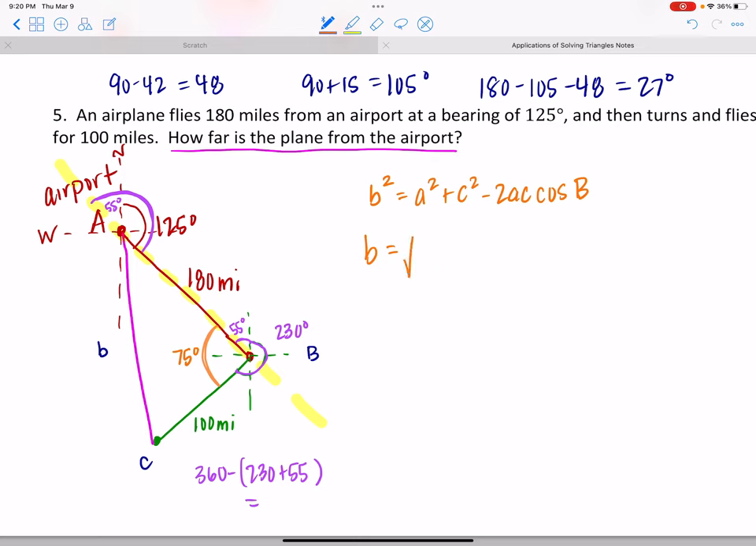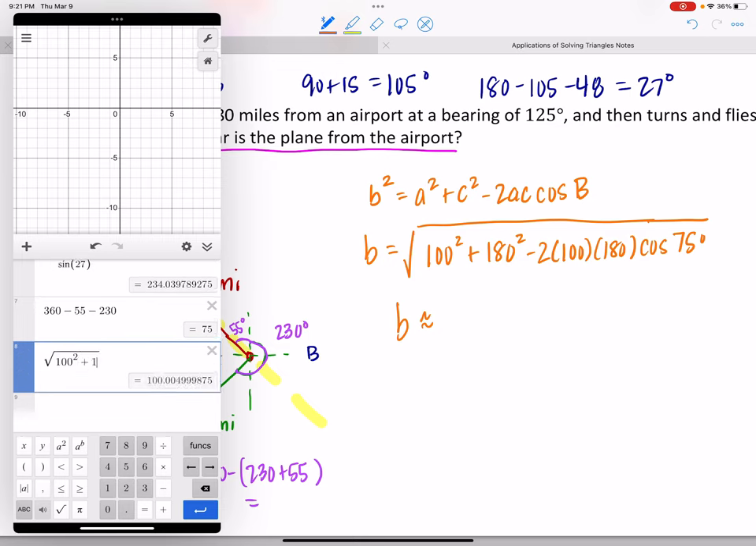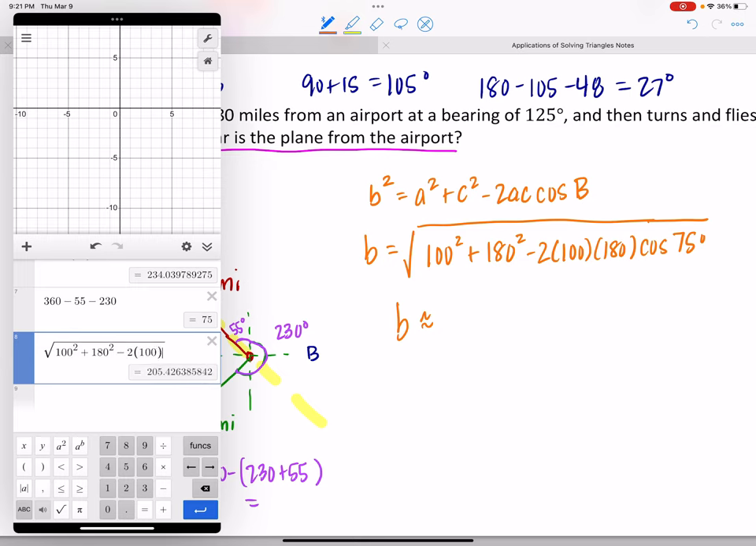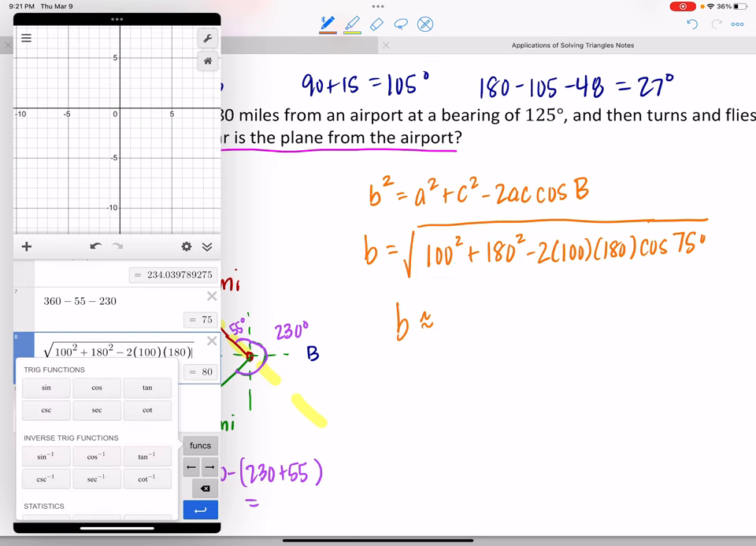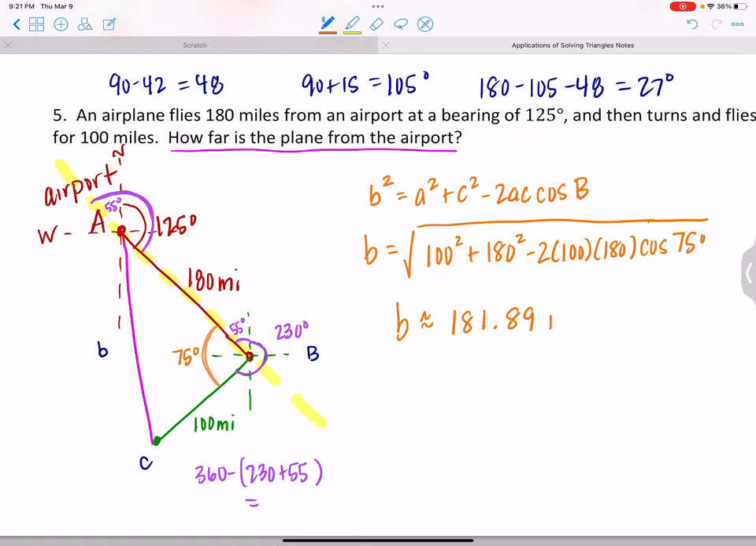So b is going to equal the square root of a, which is 100 squared, plus c, which is 180 squared, minus 2 times 100 and 180 times the cosine of b, which we figured was 75 degrees. I said we figured because I know you were doing this along with me, right? And now I just go to the calculator and ask it to approximate. So the square root of 100 squared plus 180 squared minus 2 times 100 times 180 times cosine of 75 is 181.89-ish. And again, it doesn't specify where to round, so this is perfectly acceptable. And we'll say miles to make this a little more precise, and we did it.